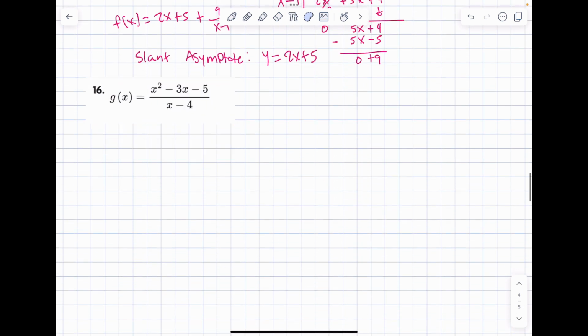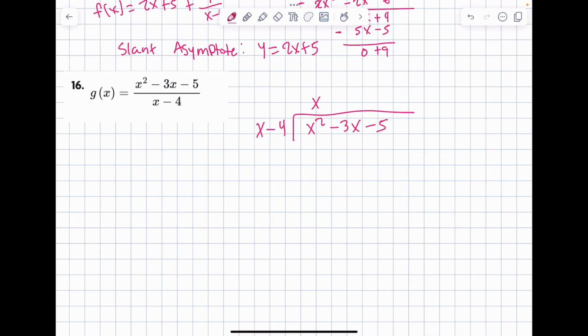Okay, cool. So then we're going to get x minus 4 on the outside of the house. Inside we have x squared minus 3x minus 5. This would be an x. Multiply them out, you get x squared, x minus 4 times negative 4 is minus 4x. We subtract them, so 0. Negative 3 plus 4 is x minus 5.